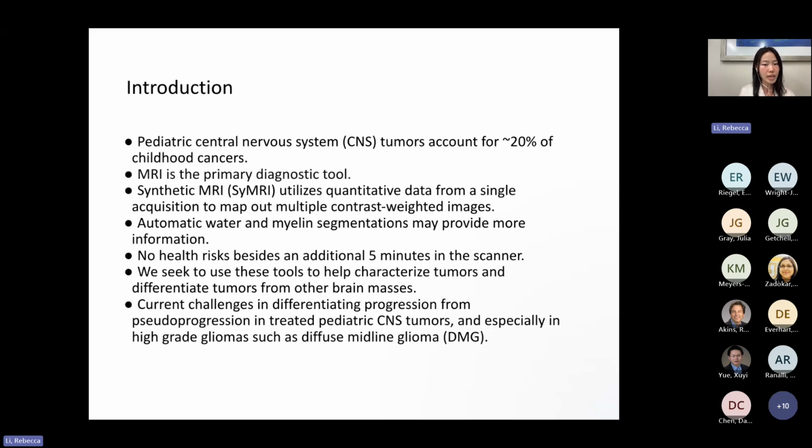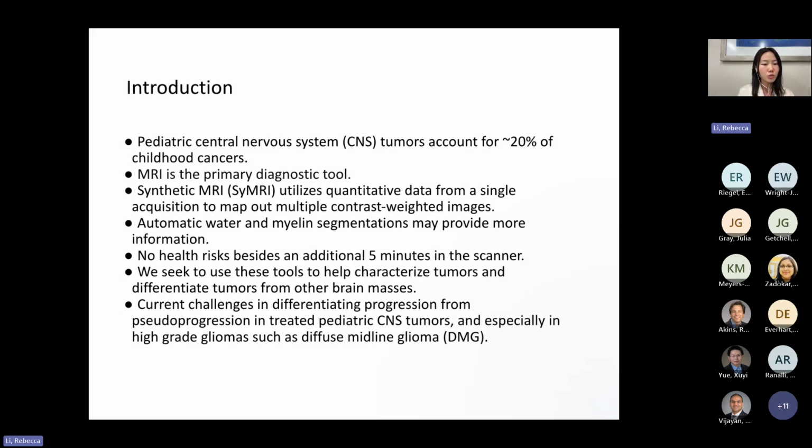Currently, MRI is the diagnostic tool, but it's limited in its ability to distinguish different tumor types, as well as monitor responses in treatment. So we propose this novel method called synthetic MRI, which is able to generate multiple contrast-weighted images from a single acquisition. And it's also very unique in its ability to automatically segment water and myelin, which we believe can reveal new characteristics about the tumor. There are no health risks besides an additional 5 minutes in the scanner.